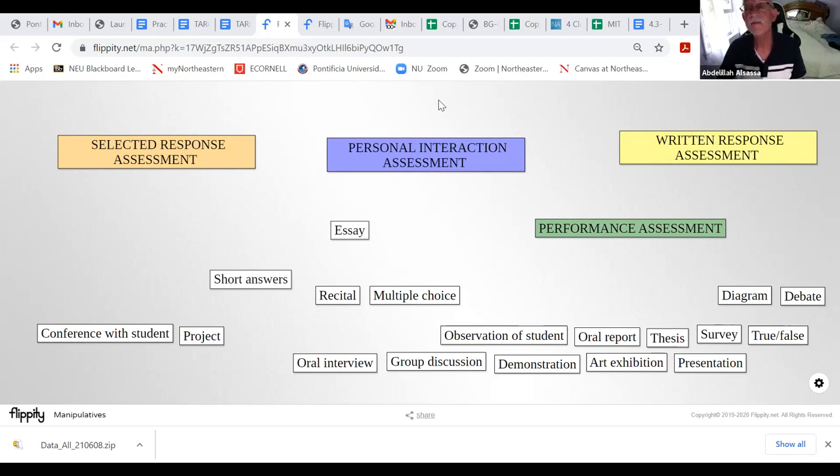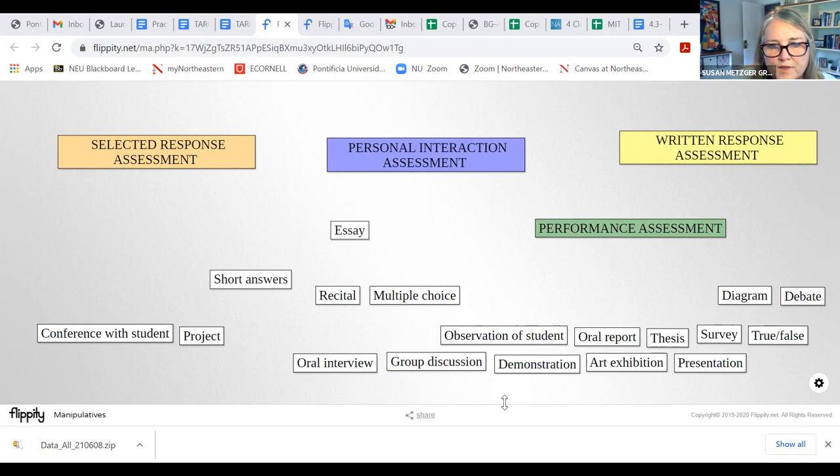Okay. I'm going to put you into four rooms, and then you'll be randomly put together, but why don't you take just a couple of minutes to categorize these and see if we agree or everybody agrees.